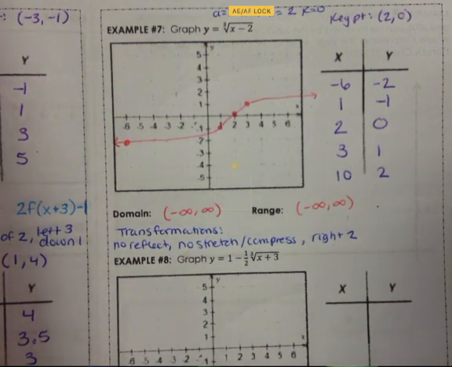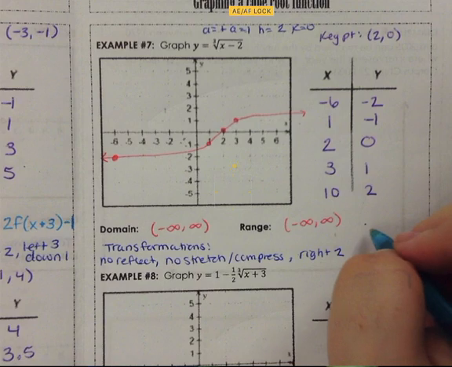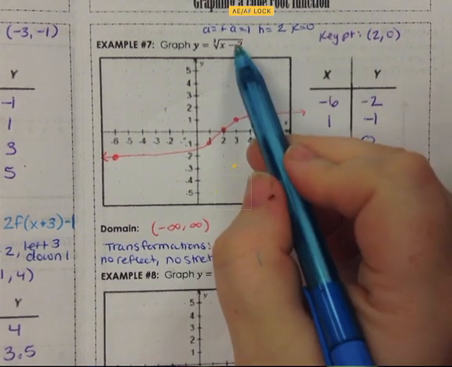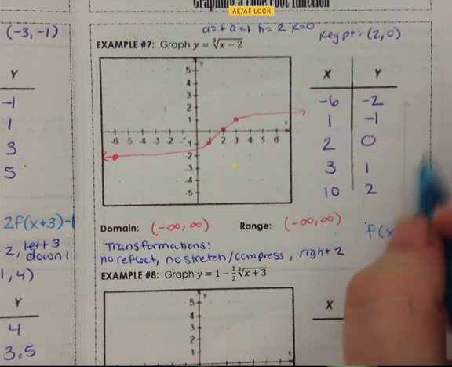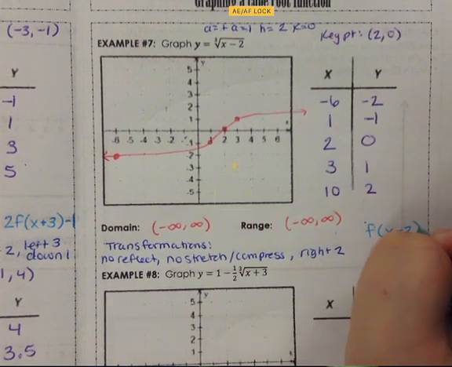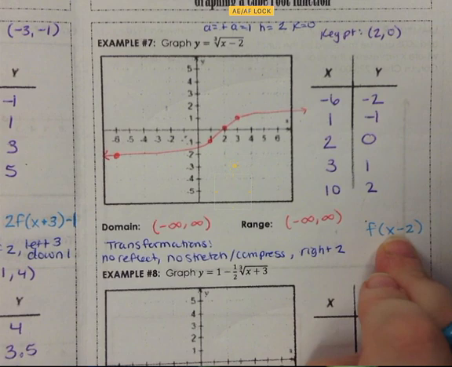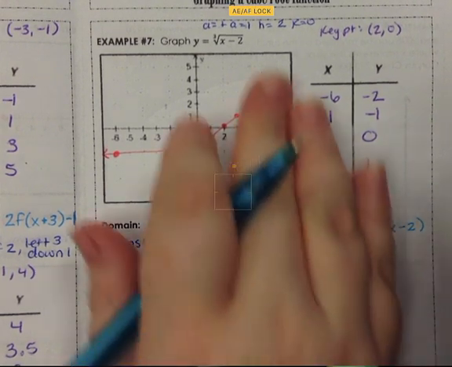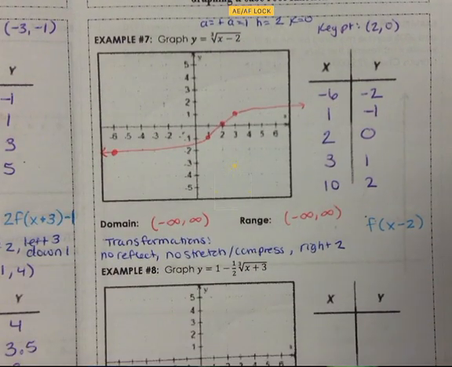If we want to talk about the function notation, even though it's a cube root, you still do the function notation the same way. It's still f of x, and then the minus 2 is inside with the x, so it's still minus 2. What this is doing is still just telling you that it's going right 2. That is what function notation does. It tells you your transformations without having to look at the parent function.